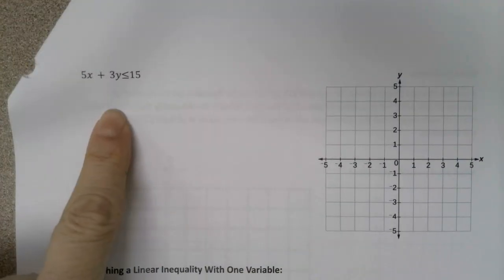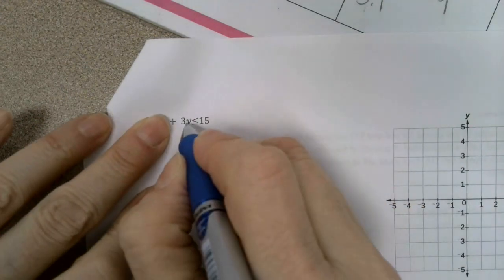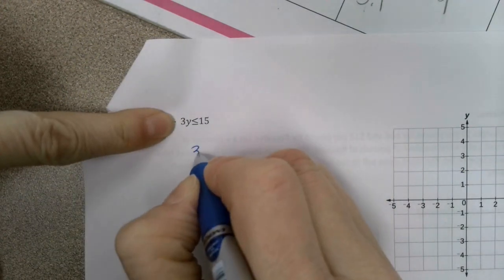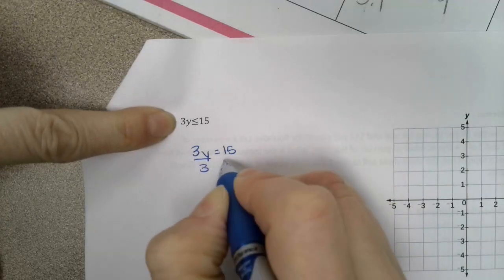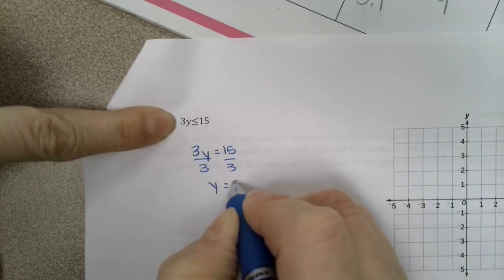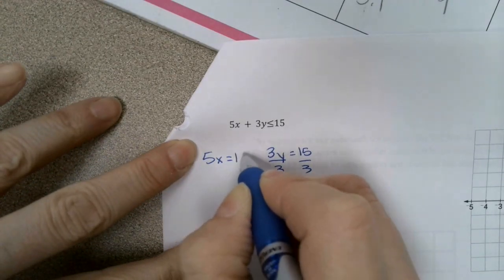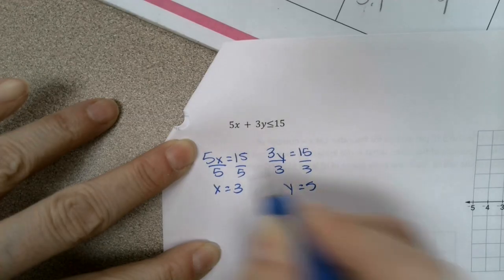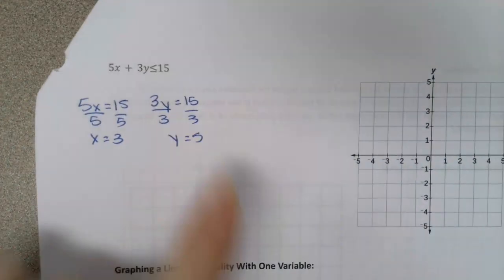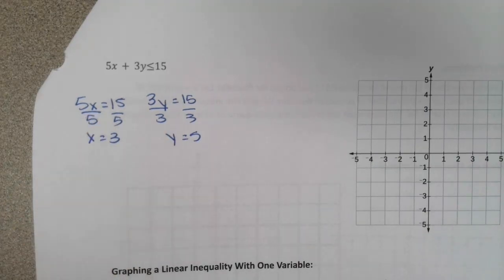This is a standard form equation, so we're going to want to find the x and y intercepts. So we're going to do that work where we cover up x and say 3y is equal to 15, divide, and we get that y is 5. We're going to cover up y and say 5x is equal to 15, divide by 5, and get x is 3. You'll notice I used equal signs when I was doing this work here. That was intentional.